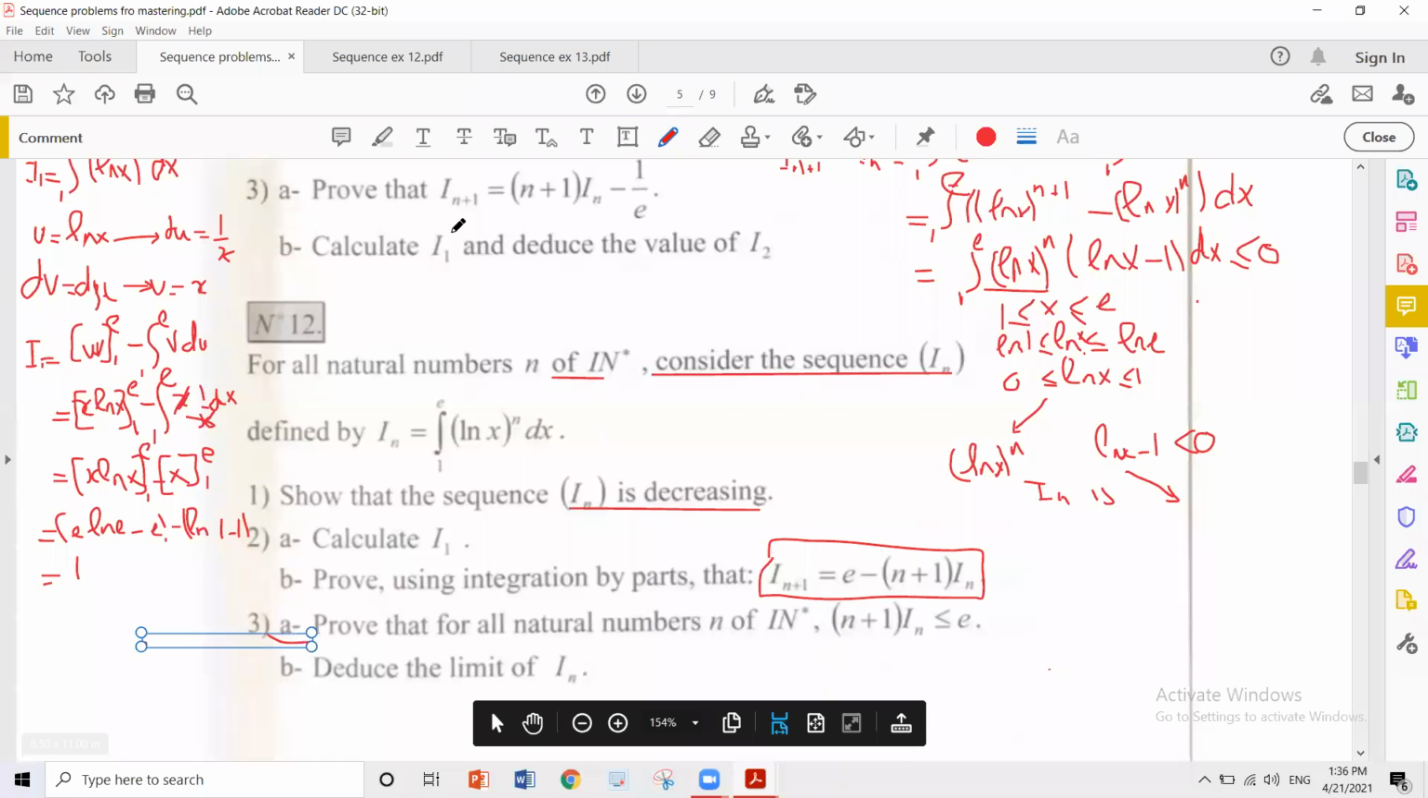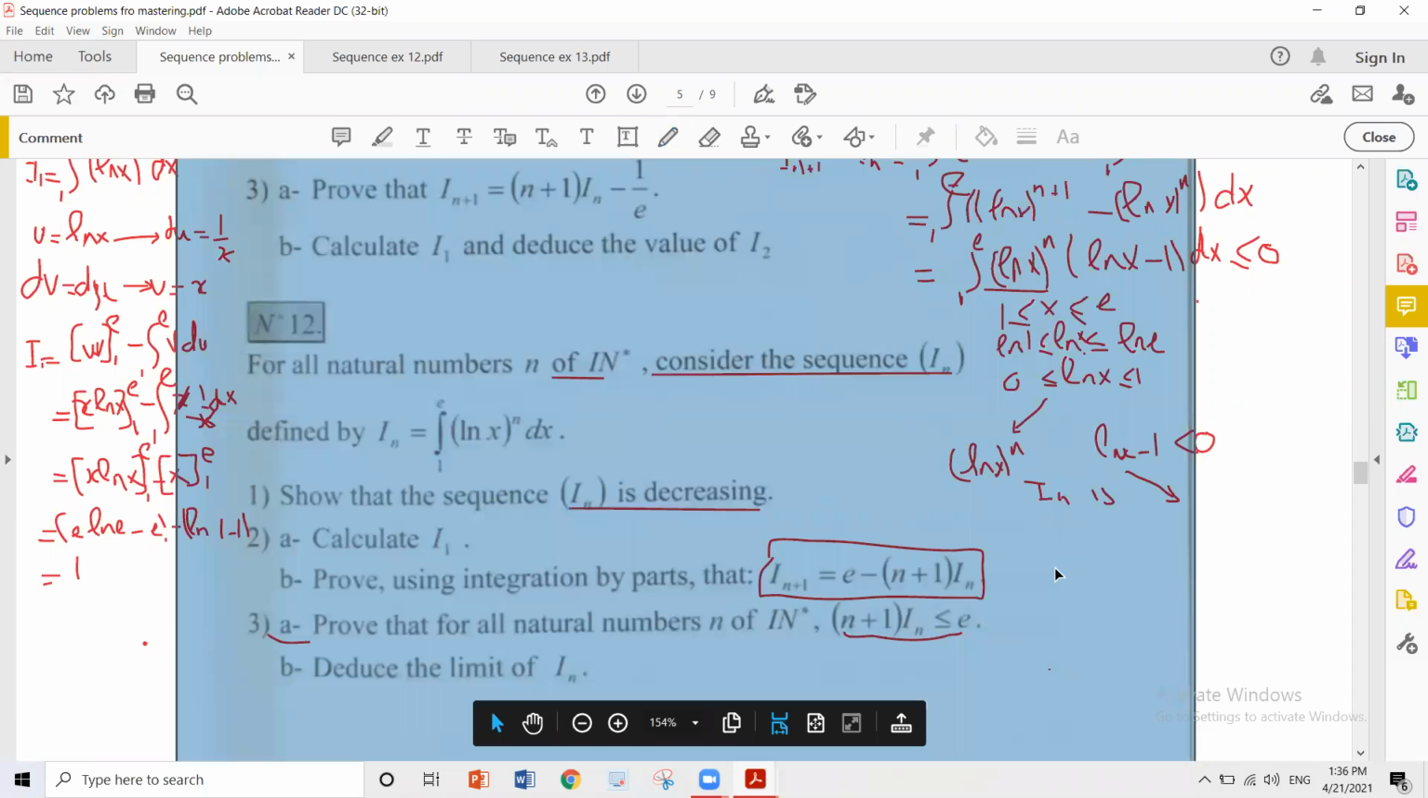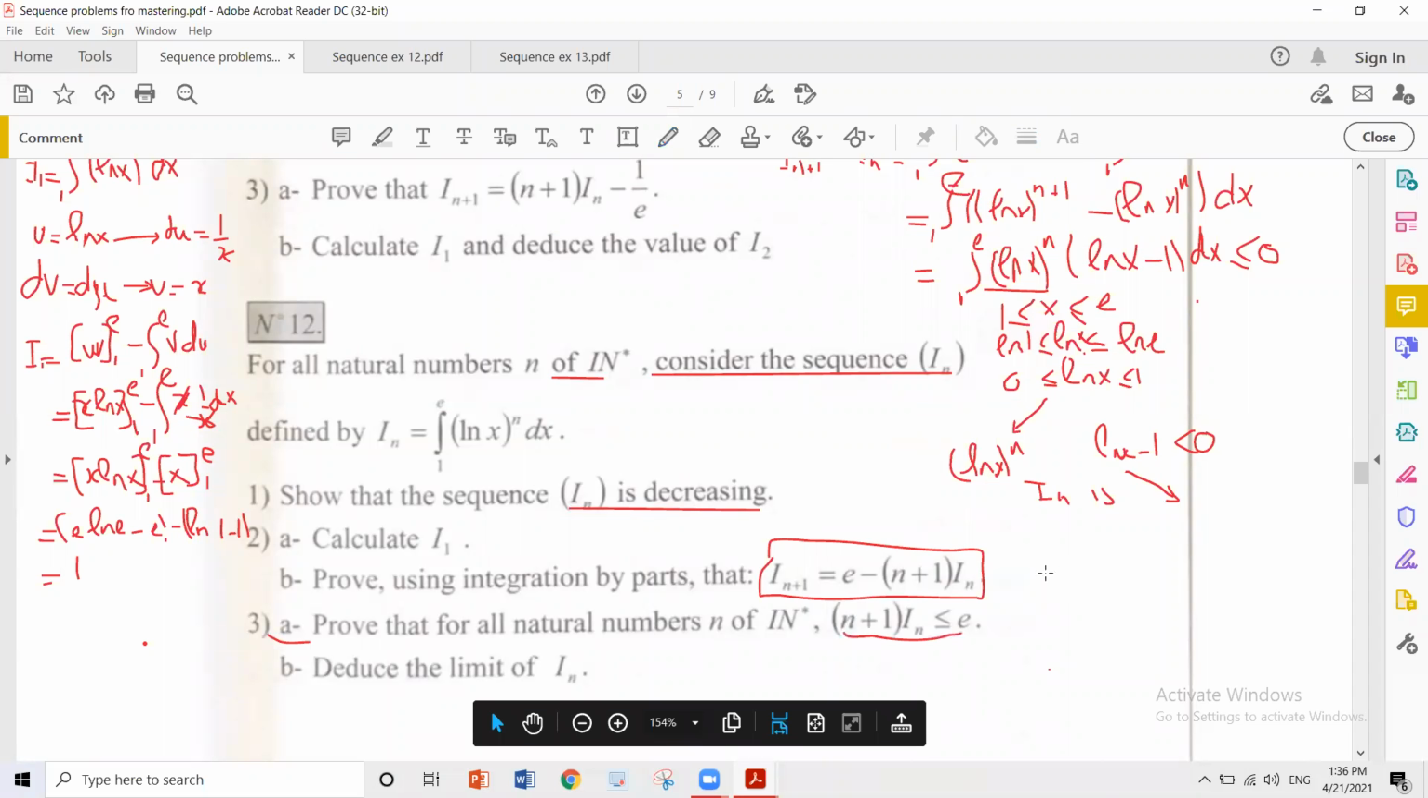Part 3. Prove that for all natural numbers n, I_{n+1} is less than or equal to e. How to prove that I_{n+1} is less than or equal to e? How to prove this one?